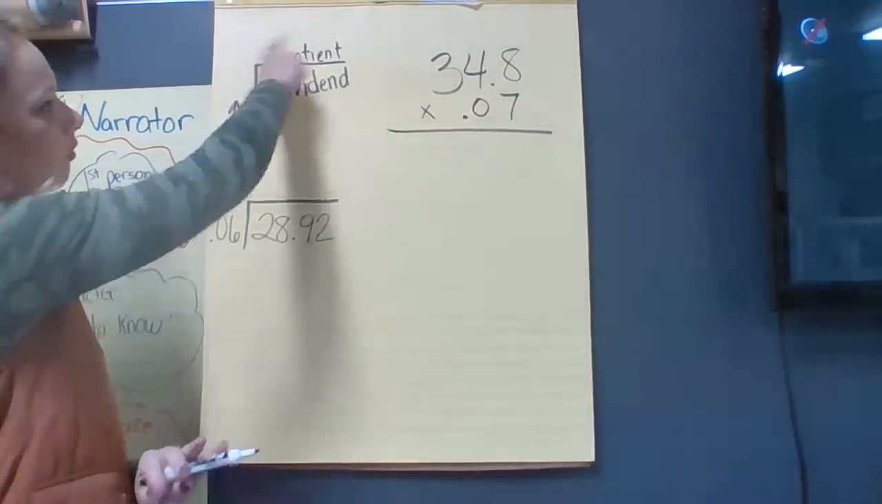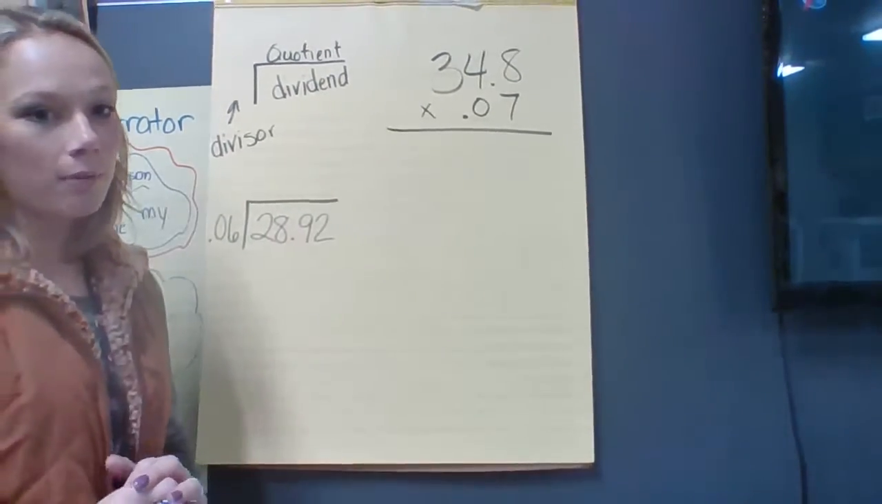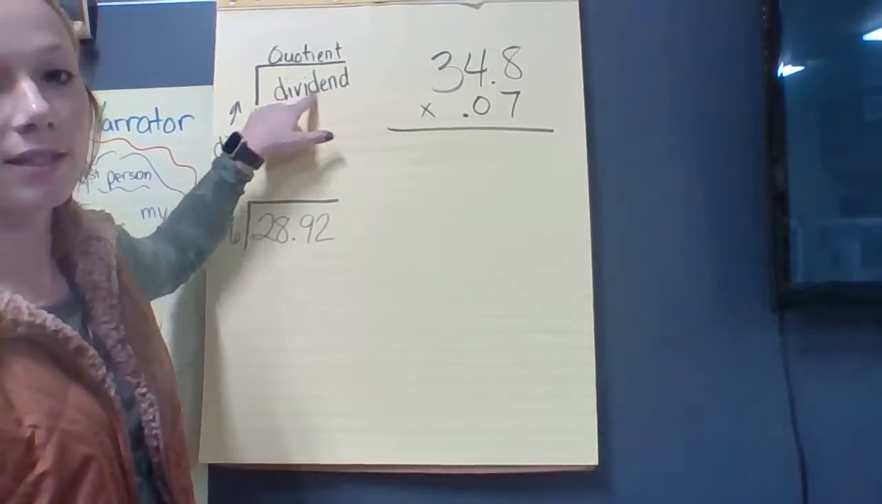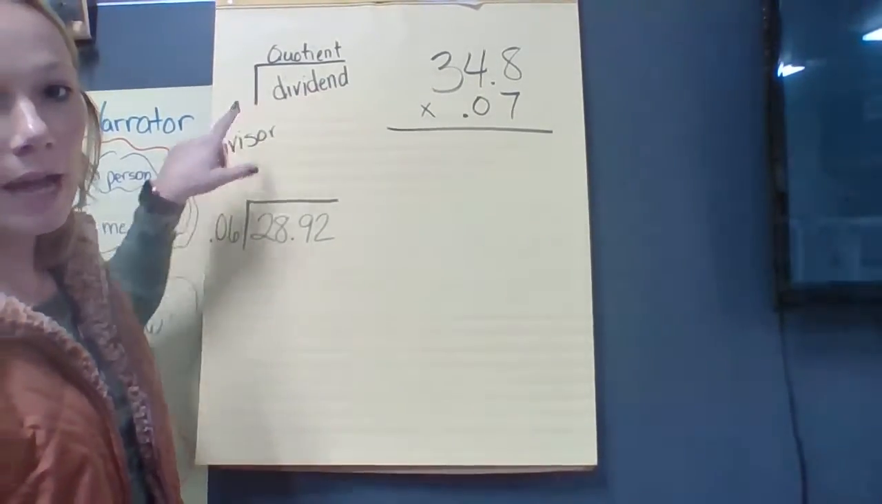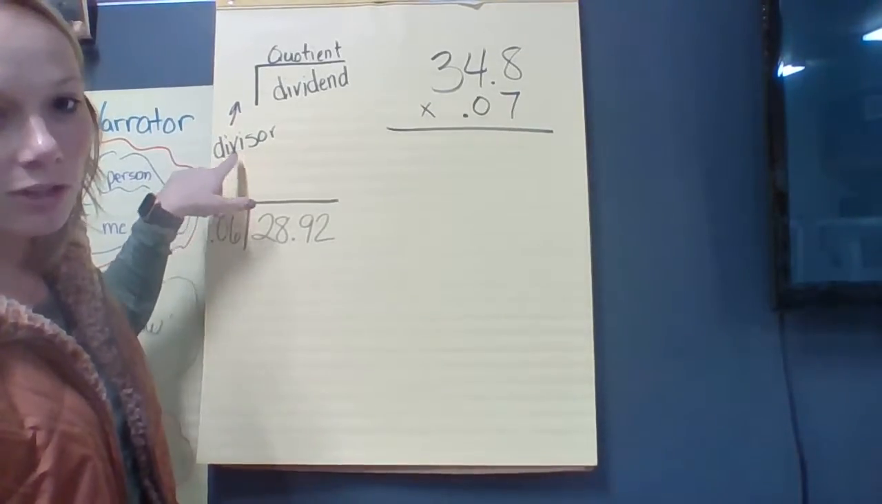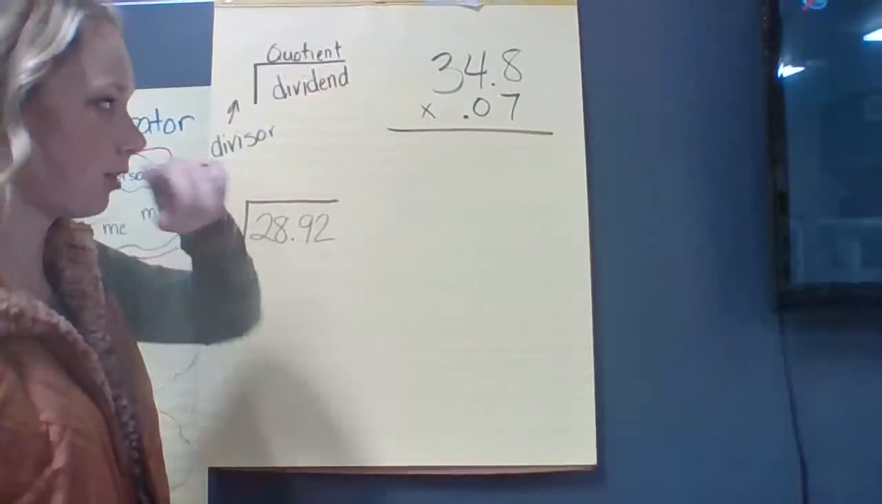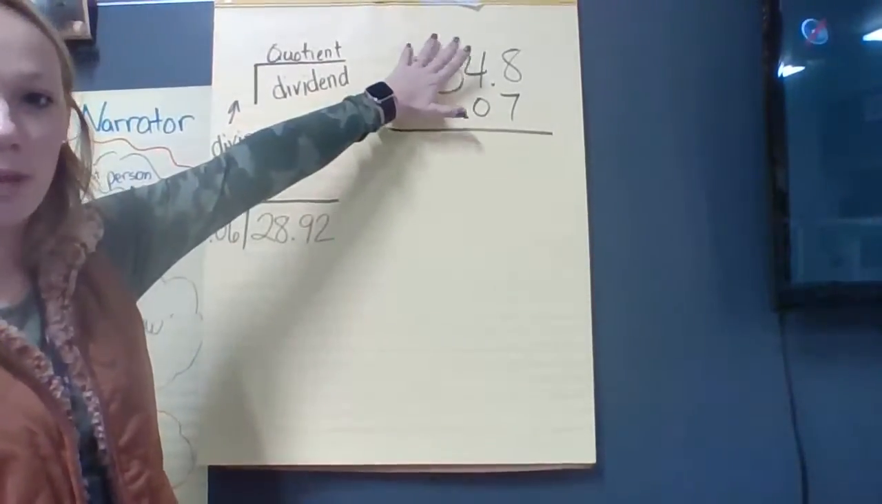The first thing I want to go over here is the vocabulary for this math. We know that inside the box is the dividend, outside the box is the divisor, the number we divide by, and on top is the quotient or the answer. We're going to start with multiplying.